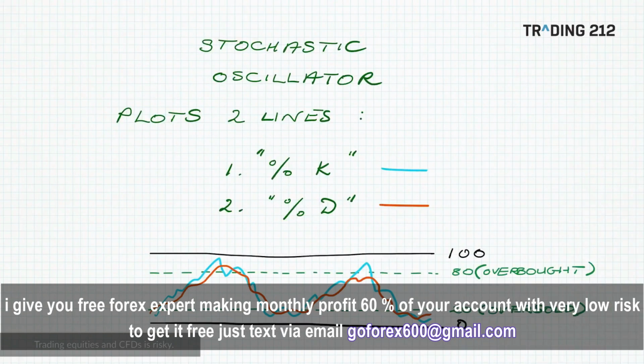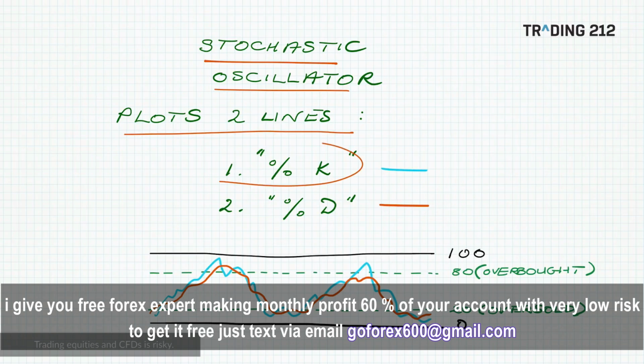Now moving on to how the stochastic oscillator actually works. It appears, like other oscillators we've looked at, below the main price chart, so it appears as a separate chart, and it plots two lines on that chart. The first line is what we call percentage K, and in Trading 212's app that appears as this light blue line. Then it plots a second line, which is percentage D, and that appears by default in Trading 212's app as a red line.